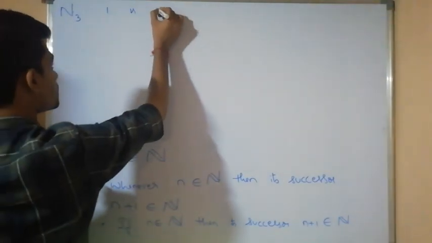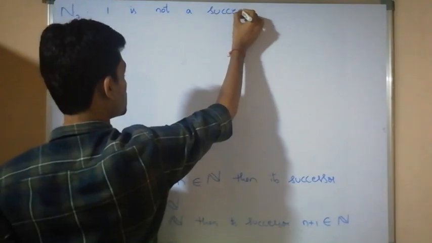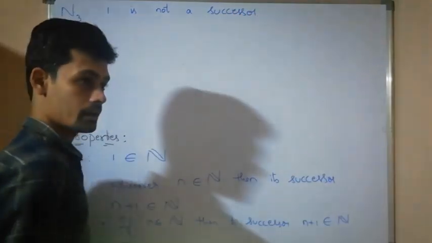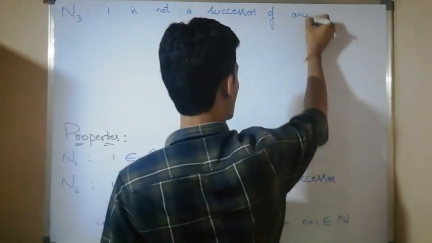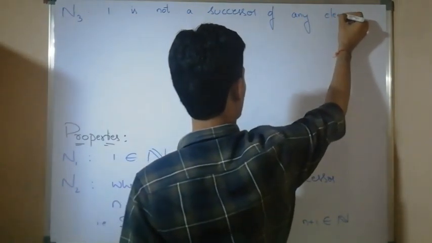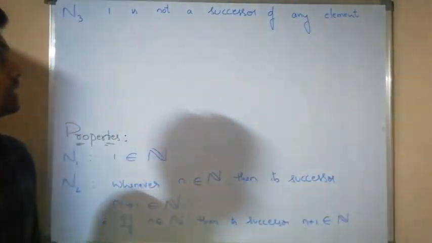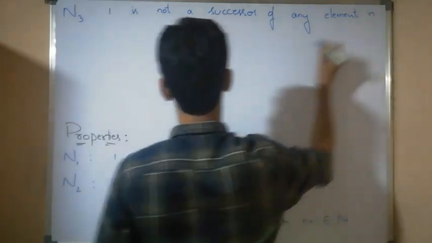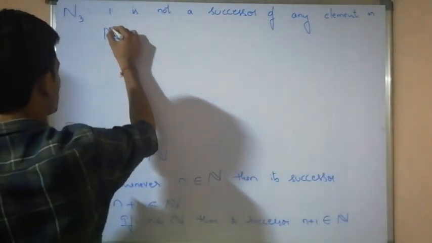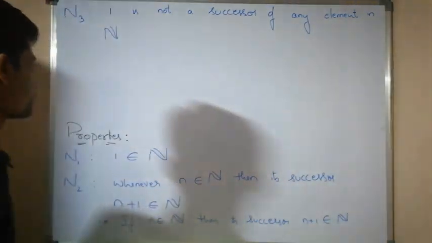Third one: 1 is not a successor of any element in the set of all natural numbers. That is the third property.